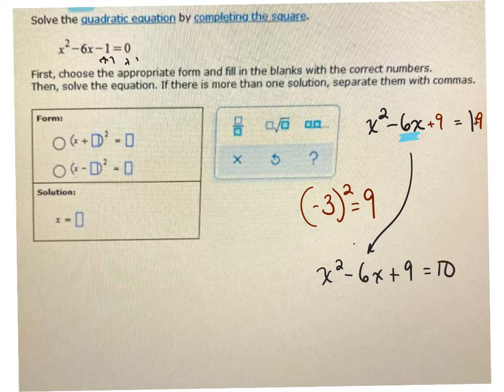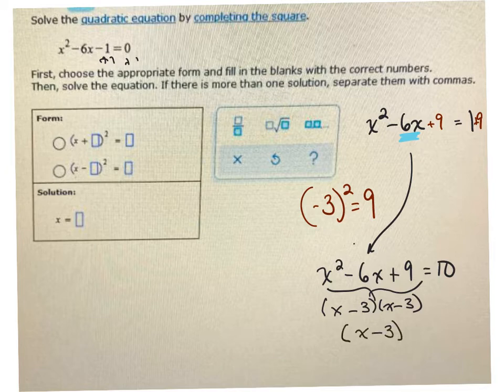So now our last thing to do is we can now factor this, because what we've done by adding that complete the square term is we have made this a perfect square trinomial. And this factors as x minus 3 and x minus 3, because two numbers that multiply to 9 and add to negative 6 are negative 3 and negative 3. So I can write this as x minus 3 squared equals 10.